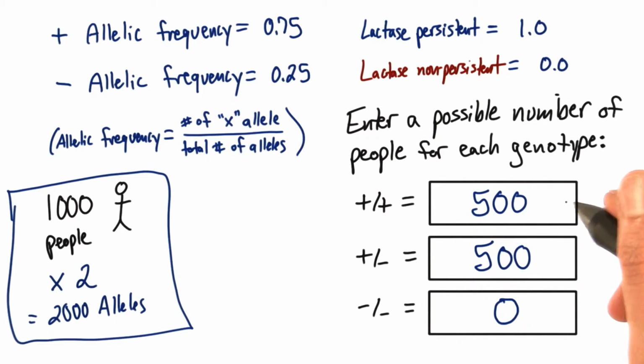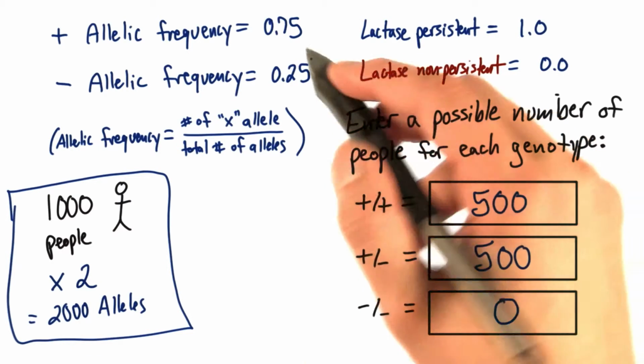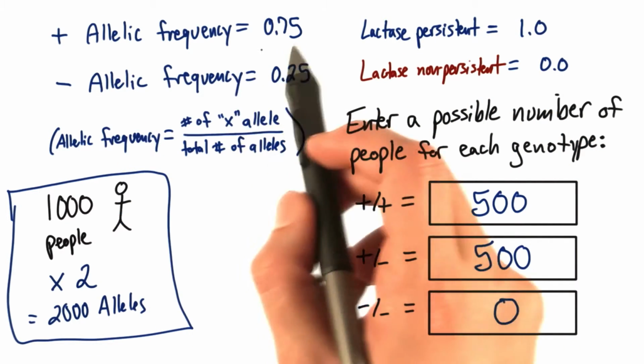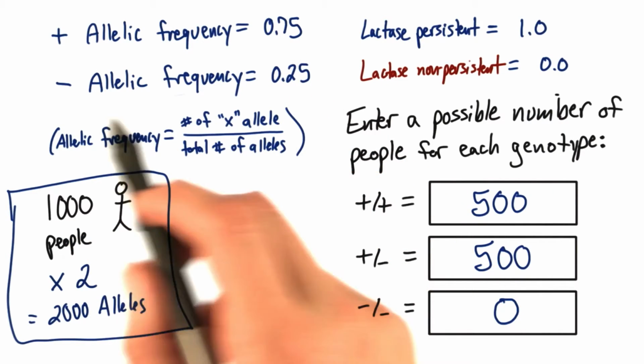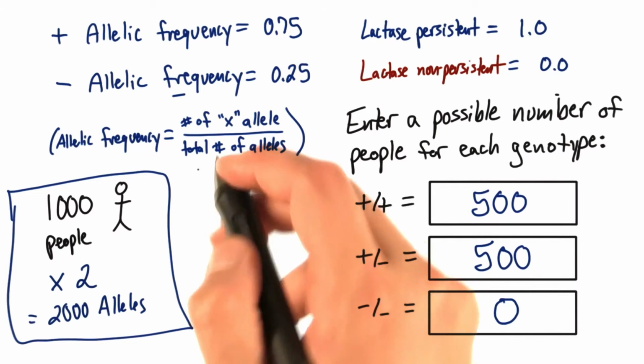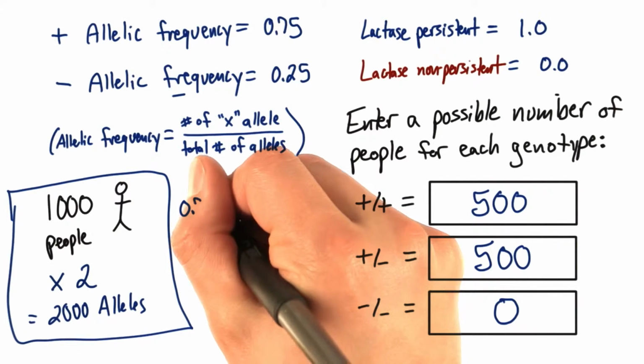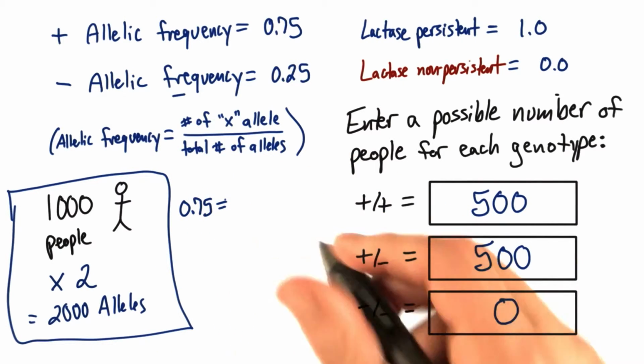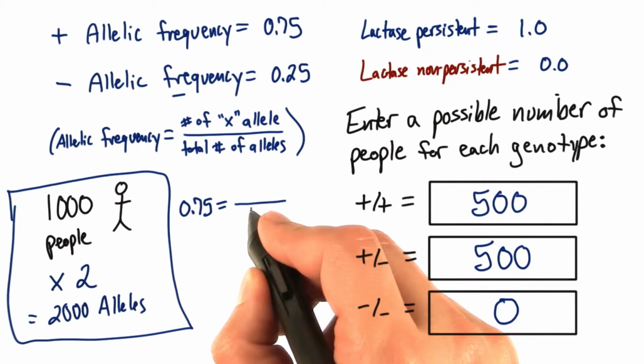So remember, both of these are lactase persistent. So together, that's everybody, 100% are lactase persistent. But we need a number that gets our allelic frequencies to 0.75 for the dominant allele and 0.25 for the recessive allele. So if we go to our equation here and set it up to work backwards, 0.75 equals, we have the total number of alleles.